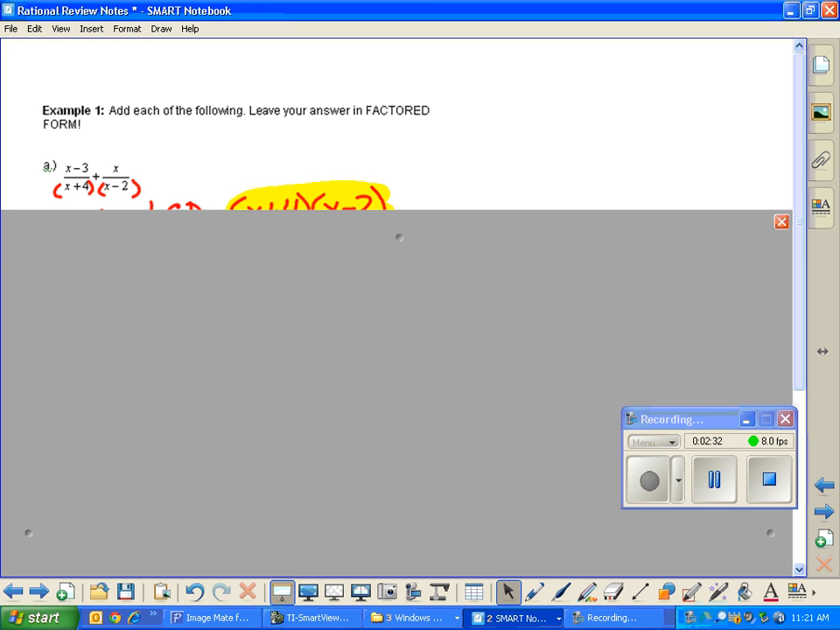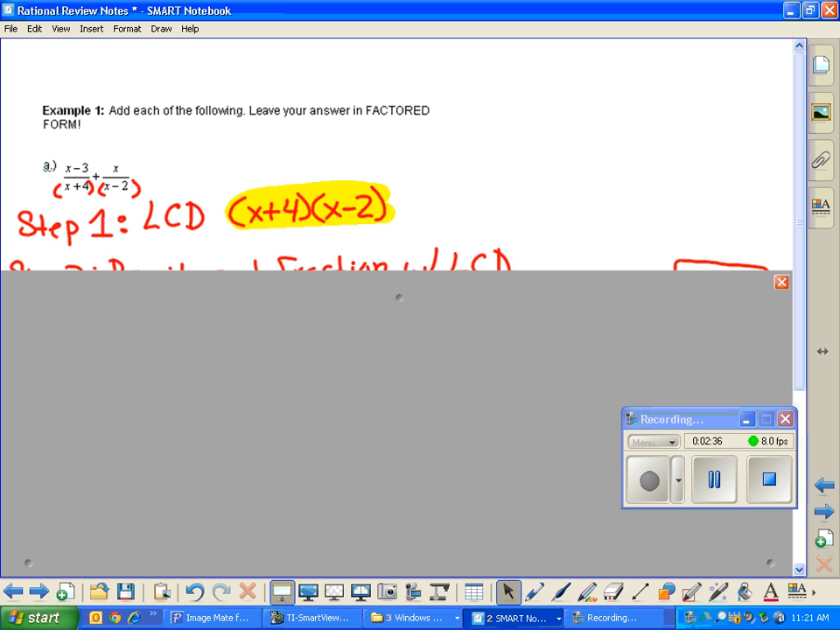So we have 3 steps when we're trying to combine rational expressions. Step 1, find the LCD. Find the least common denominator. This is an expression, x plus 4. This is an expression, x plus 2. On the other page, we had denominators like 3 and 5, where we had to multiply them together. Here we have x plus 4 and x minus 2 that we're multiplying together. Do you see how that's related?